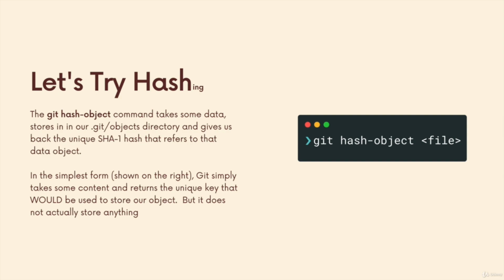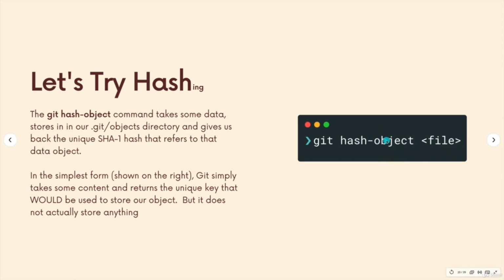We give it some data, and then it will give us back a unique key, a corresponding SHA-1 hash based upon that data. Remember how a hashing function works. We don't really care about the internals and how it works, but we care about the fact that you give it some input, it doesn't matter the size, it gives us an output that is always 40 hexadecimal digits. So this example here, git hash-object and then a file, is going to take the content from a file, and then it returns a unique SHA-1 hash that would be used to store our object, but it does not actually store anything in this form.